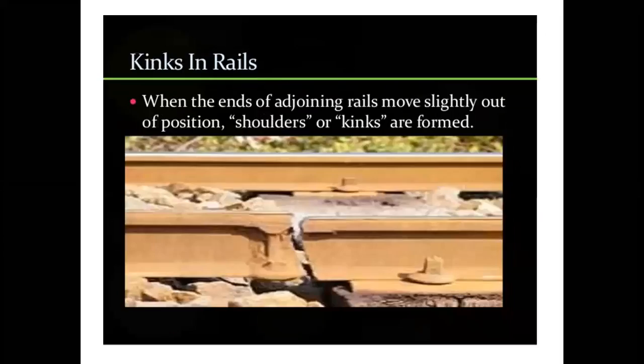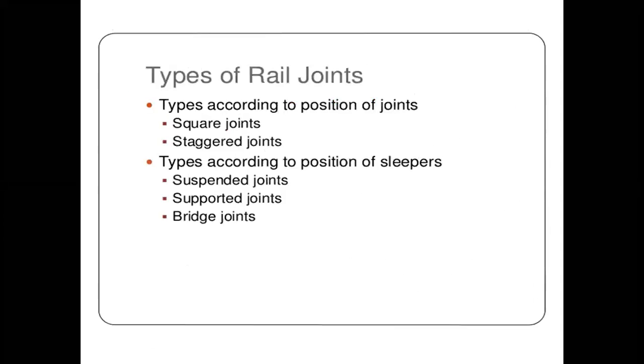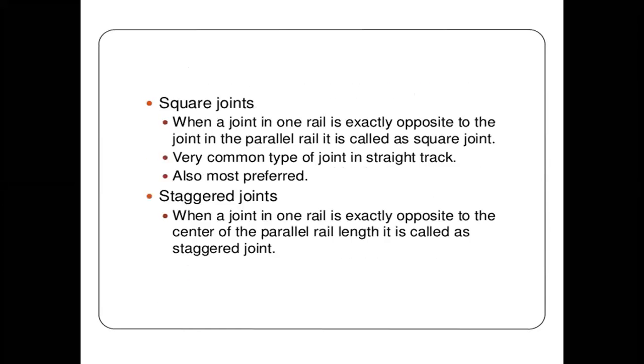We have two types of rail joints based upon the position of the joints and positioning of the sleepers. Under the positioning of joints, we have square joints and staggered joints. In the positioning of sleepers, we have suspended joint, support joint, and bridge joint.